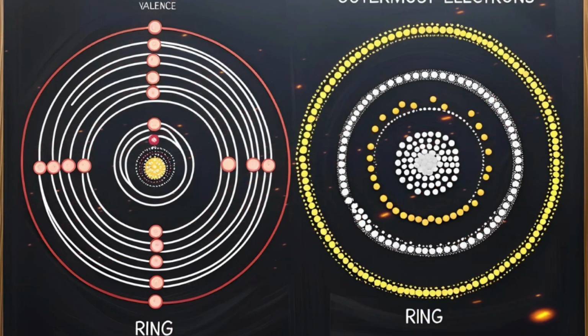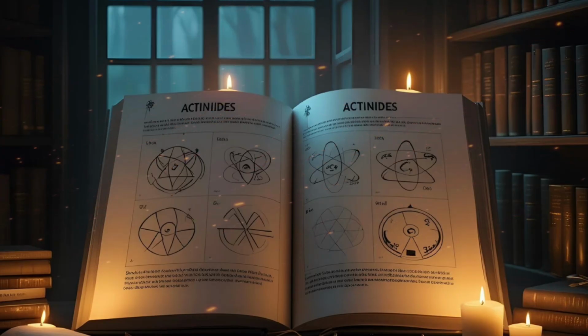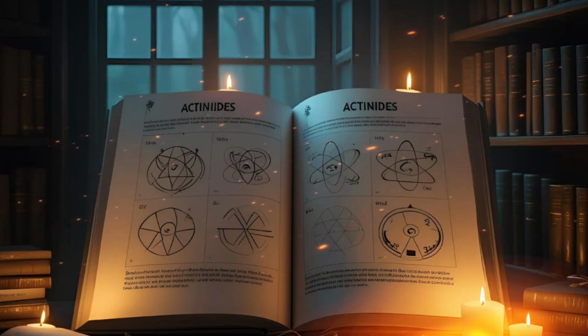Their electron structures allow for fine control of light, magnetism, and energy. In medical imaging, for example, gadolinium is used as a contrast agent in MRI scans because of its magnetic properties and ability to enhance image clarity. The ability of these elements makes them highly valuable in precision work.